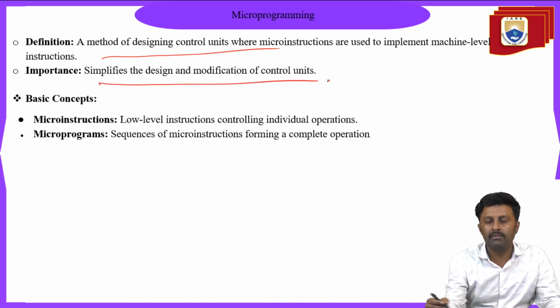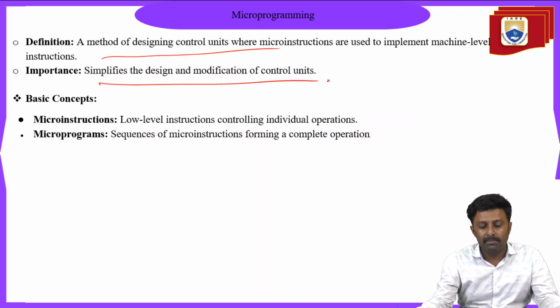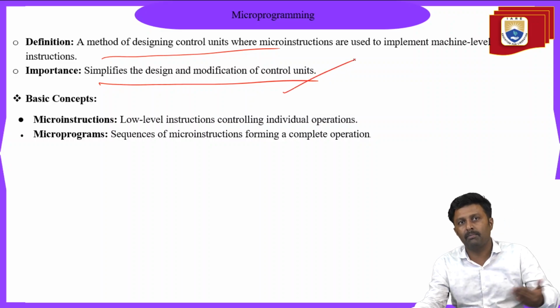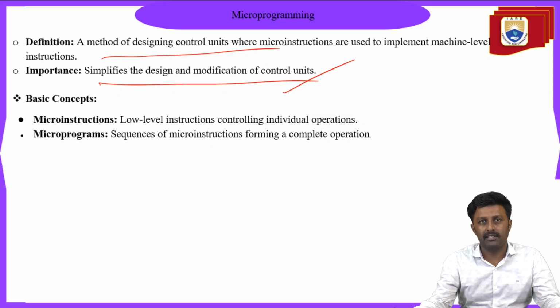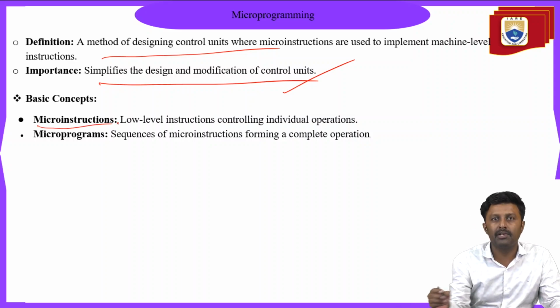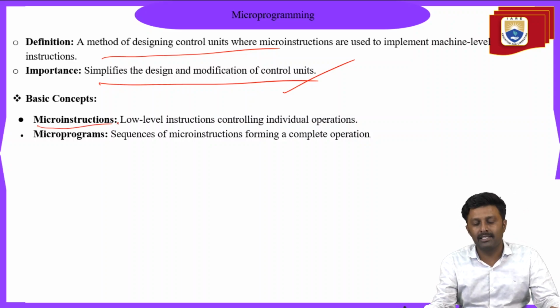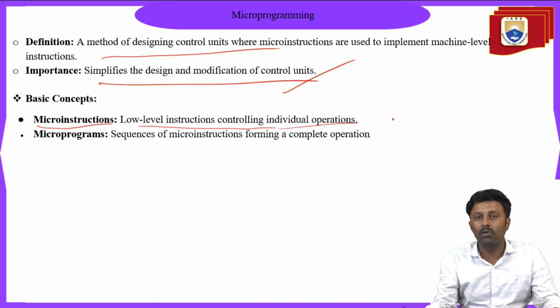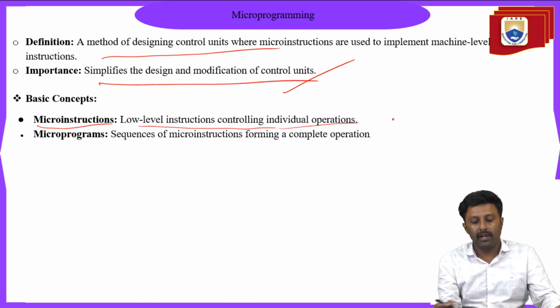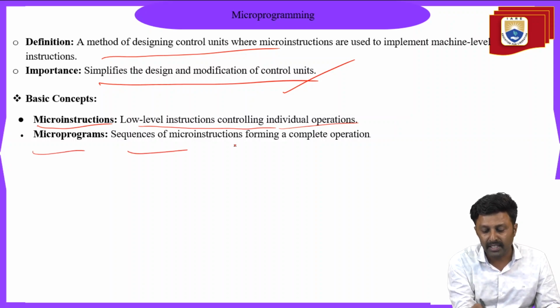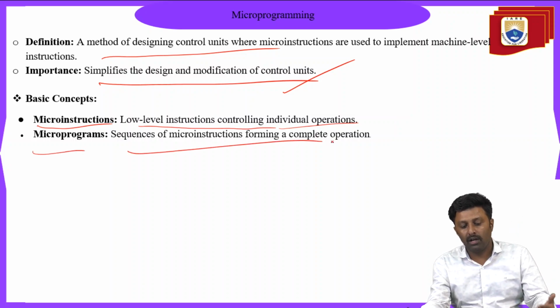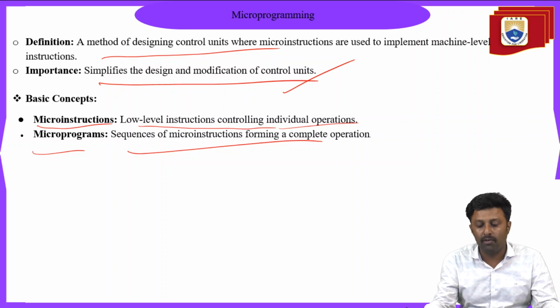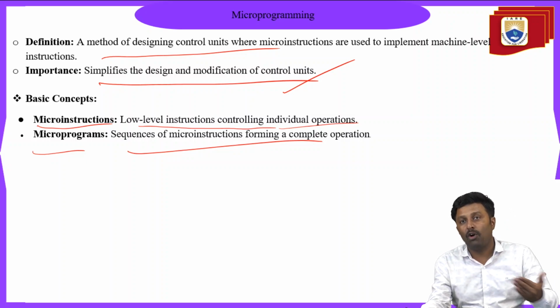What is the importance of microprogramming? It simplifies the design and modification of the control unit. Here are some basic terms you have to remember. Micro instructions are low level instructions controlling the individual operations, whereas a microprogram is a sequence of micro instructions forming a complete operation.